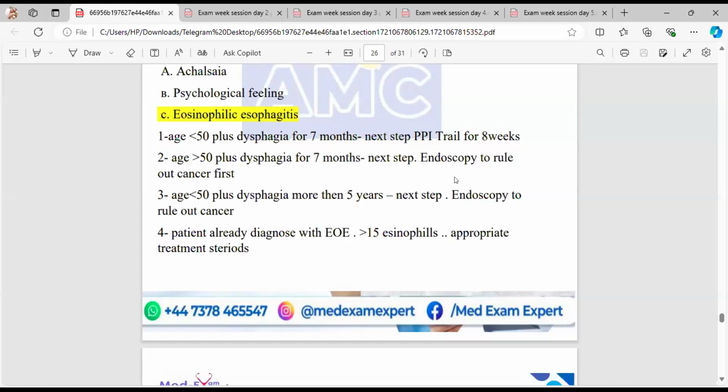We will not do 24 hours pH monitoring. That's the question. Maybe you will find that question in the November 2023 files. Okay, doctor. So let's move to the next question.